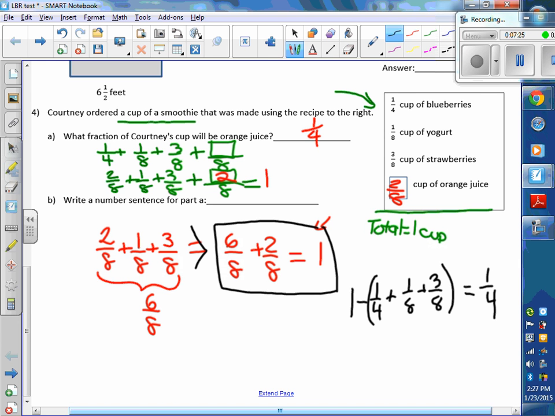Well, it's true. You could put 2/8 plus 1/8 plus 3/8 equals 6/8, but it doesn't help you solve part A. So your number sentence is what you use to solve part A. So it wasn't a false statement, Neve. It just wasn't talking about the orange juice.